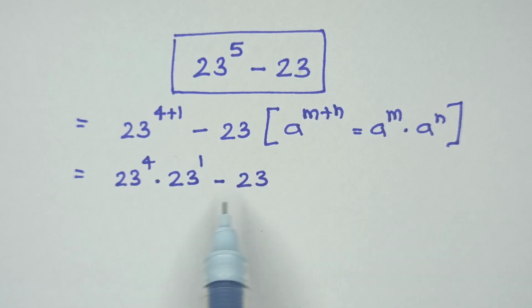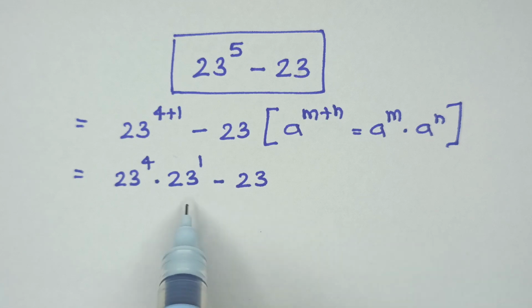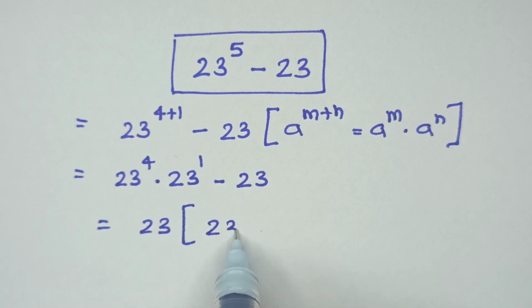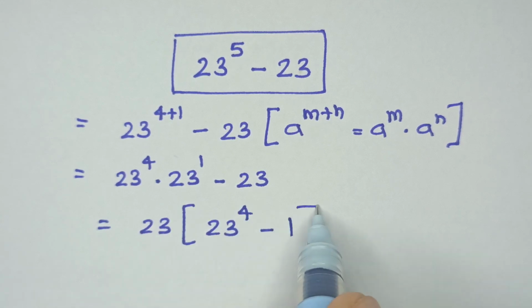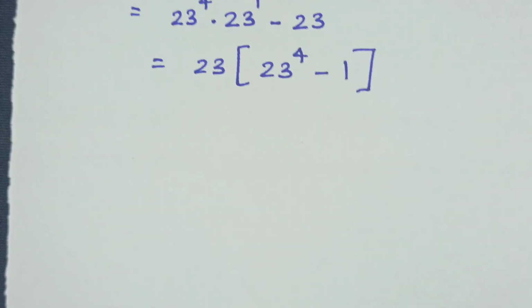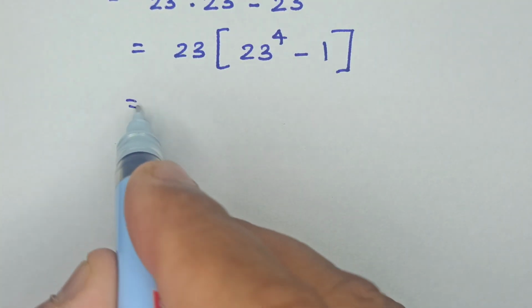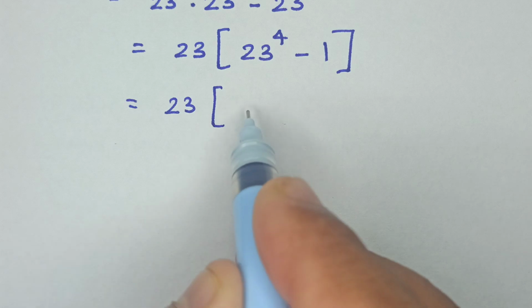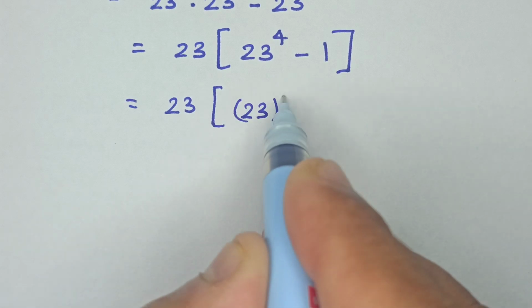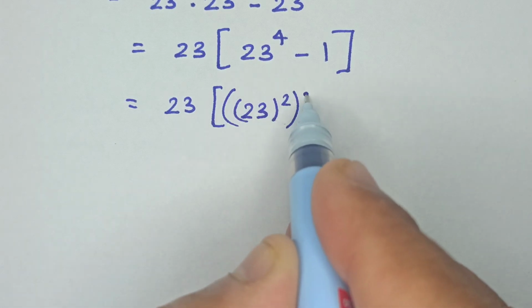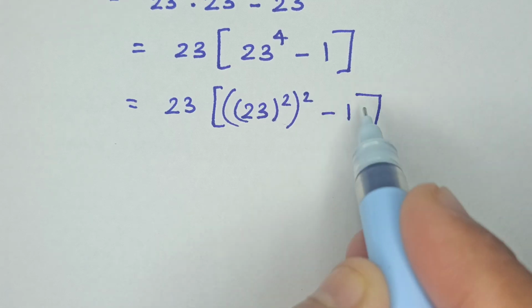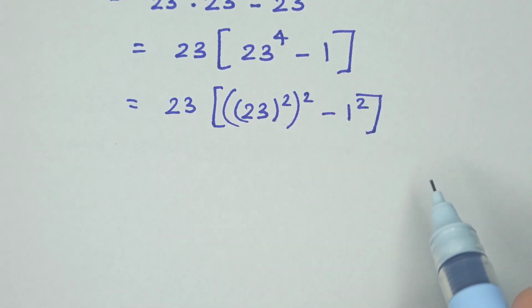Now from this set of terms, as you can see, we can take out 23 as common. So let's take out 23 as common. This would be 23 taken out as common, 23 raised to the power 4 minus 1. Now this power 4 here can be written as 23 square, and then we'll put another square out of it, minus 1, and in place of 1 we'll write 1 square.